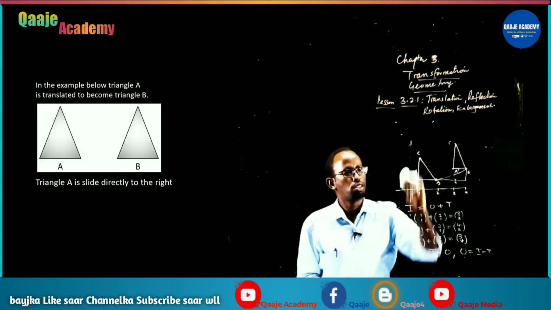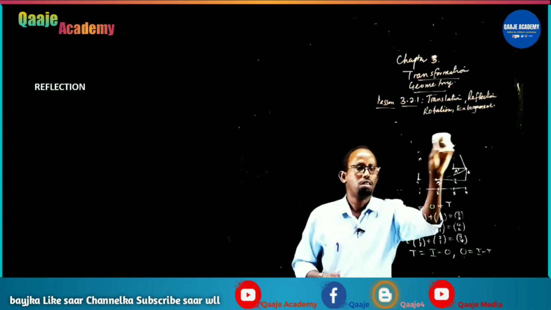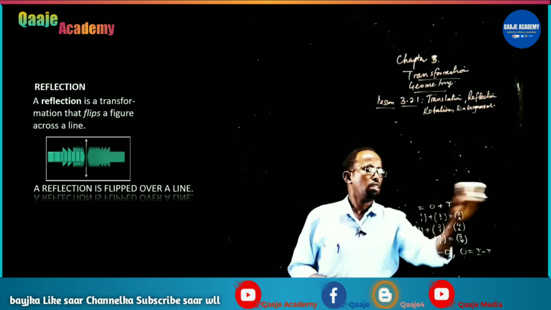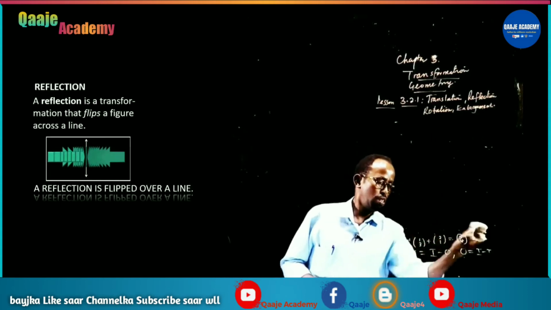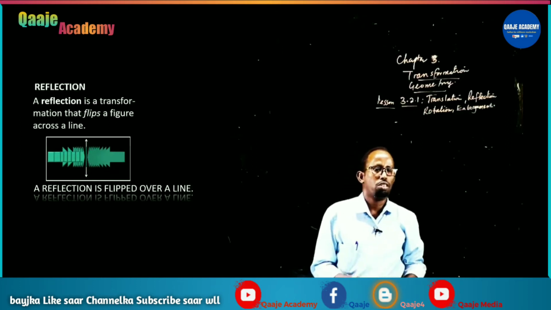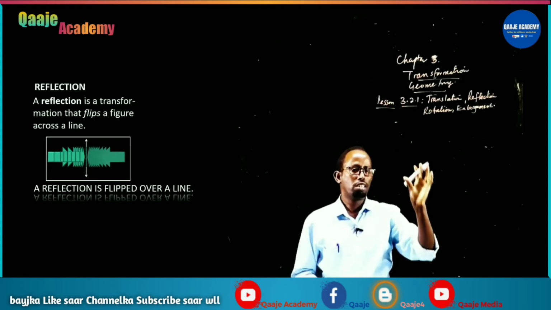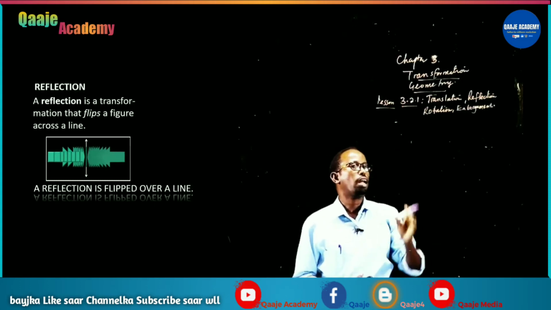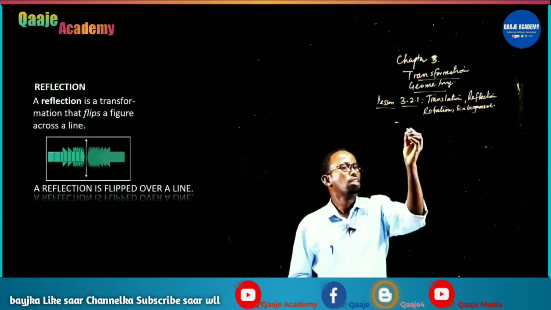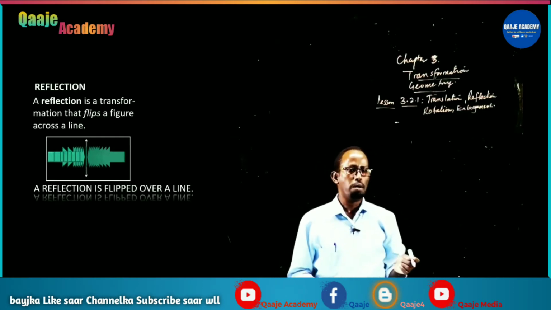The next one is reflection. Reflection is the second type of transformation. Reflection is a transformation that flips a figure across a line. The line is therefore the mirror line. So reflection is a type of transformation that reflects an object through a mirror line.